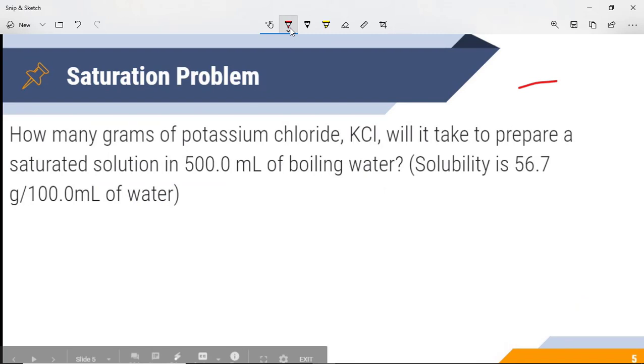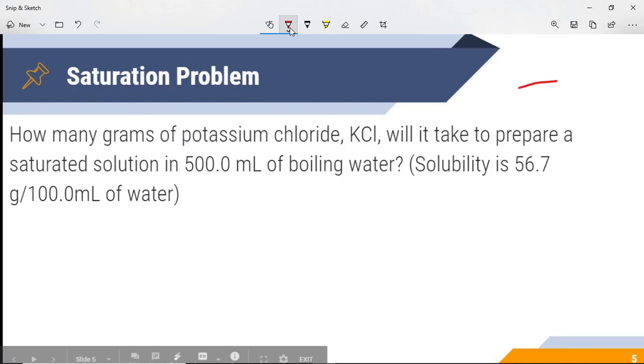Let's start with this first practice problem. It says, how many grams of potassium chloride will it take to prepare a saturated solution in 500 milliliters of boiling water? Solubility is 56.7 grams per 100 milliliters of water. All right, so this is pretty straightforward. We can actually set this up like a proportion.